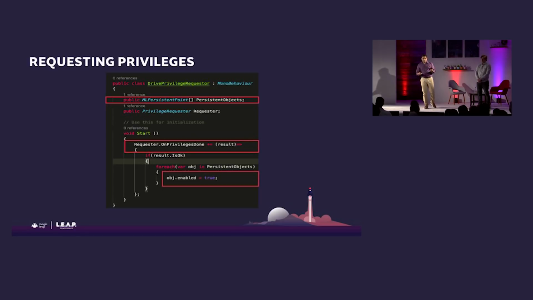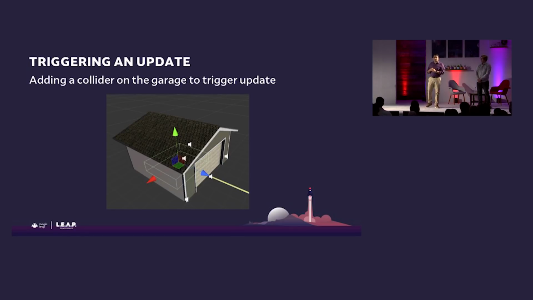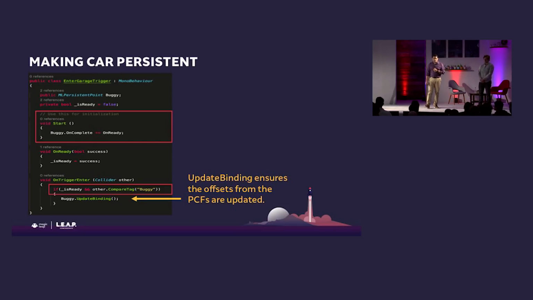So in my project, in the Drive project, I want to save the content binding when the car enters the garage. So I have added a collider object to the floor of my garage. And I've written the EnterGarageTrigger MonoBehaviour here, which first listens for the OnComplete event, which basically indicates it's ready to update the content binding now. And then in the OnTriggerEnter callback, I first ensure that the object that's colliding with my collider is in fact the buggy object, and then finally update the binding. Pretty simple.